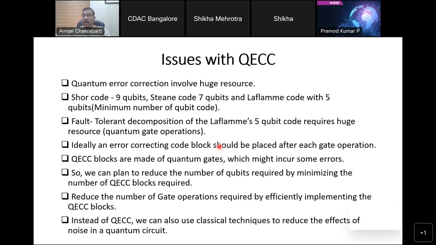Because this is not required by your algorithm, but you can't help it, right? Okay, you can't help it, because otherwise your algorithm will have errors, right? You cannot have a good measurement. You cannot have a clean measured state outcome, right? So this is the philosophy of quantum error correction.